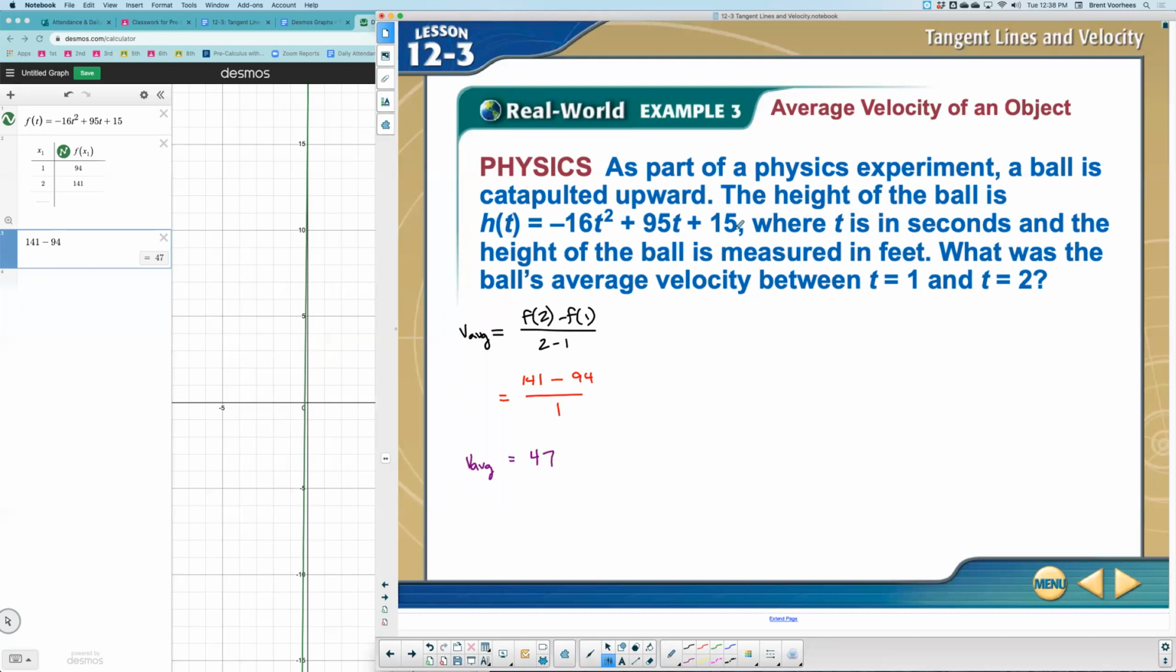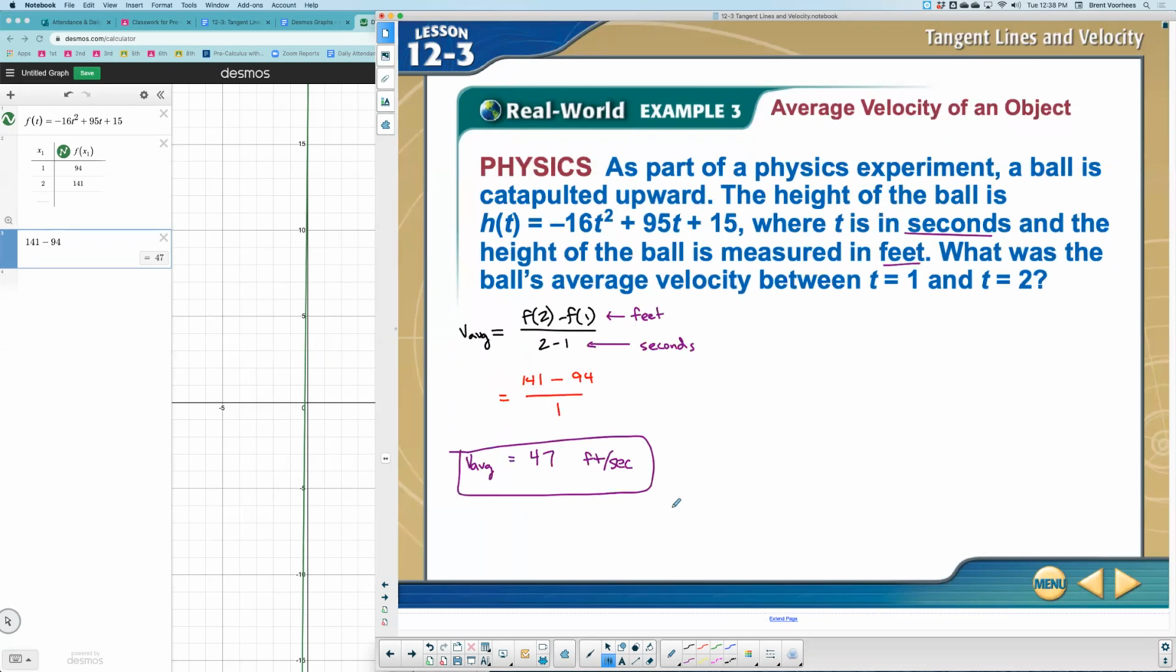And this would be, since it said in seconds and feet, this would be feet divided by seconds. Now you might be wondering, how did I get that unit? Well, because these values were in feet, these values were in seconds, and so it's feet divided by seconds. That's how the units would work.